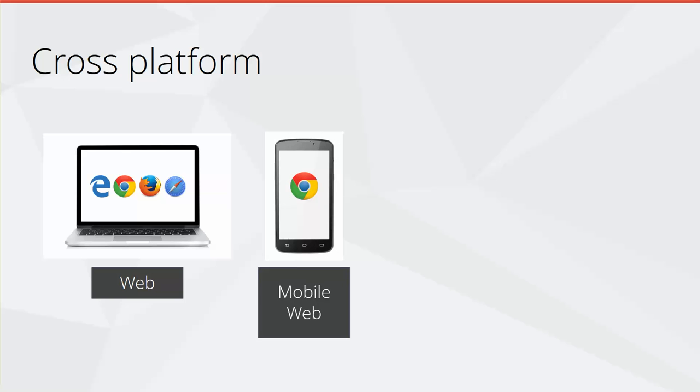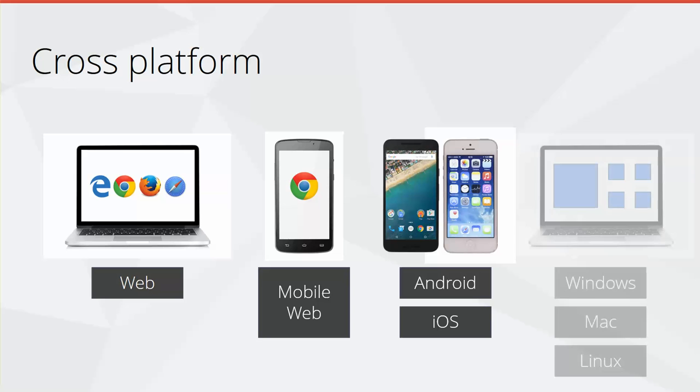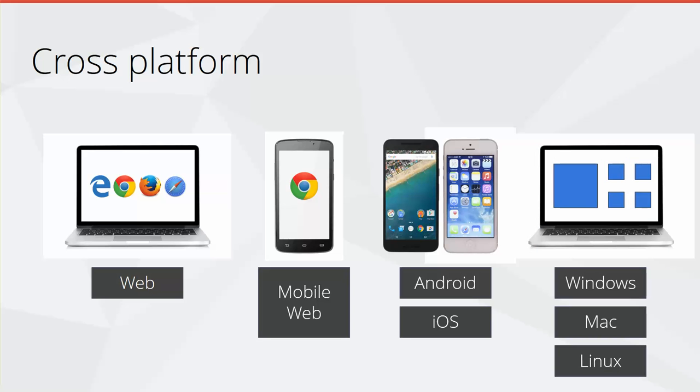And it's cross-platform. So if you want to build web, you can do it. If you want to build mobile web and make a responsive version of your web application, you can do that too. If you want to write for Android or iOS or even Windows phones and have a native app, you can do that with Angular 2 with things like Ionic or NativeScript. And if you want to write a desktop application in Angular 2, you can use a tool called Electron for Windows, Mac, or Linux.